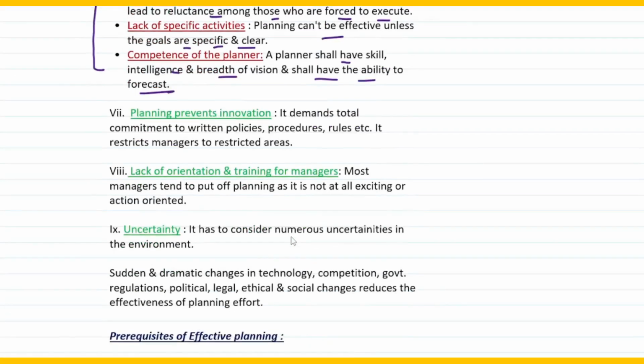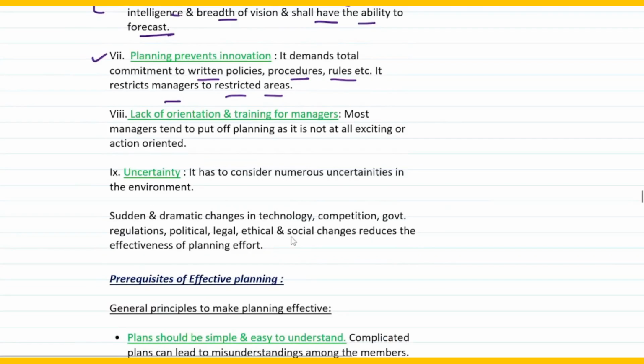Okay, then you come to another limitation of planning. Planning prevents innovation. Why? Because it demands total commitment to written policies, procedures and rules. You got to adhere to certain policies, procedures and rules. So if you want to think out of the box, you won't be able to do that. Hence planning prevents innovation. It restricts managers to restricted areas. So your scope is very limited. You got to work within that framework. In that case, you cannot think out of the box. Hence planning basically prevents innovation.